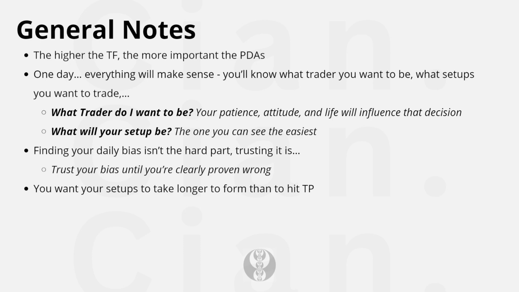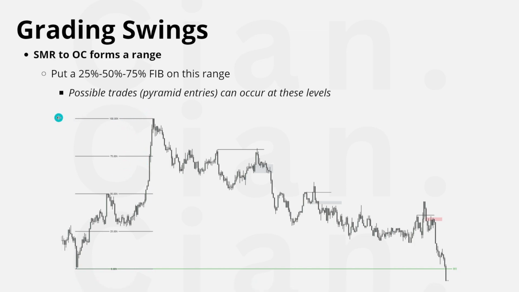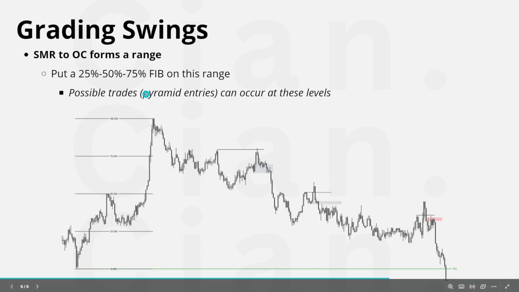And you want your setups to take longer to form than to actually take profit. So in a market maker model, you actually want the left curve to take longer to form than the right curve to hit your TP if you are targeting that original consolidation liquidity. You can draw a range from the smart money reversal to your original consolidation. You can put your Fibonacci on top of this, and you can put the 75%, 50% and 25% levels on there as a setting, so quarterly levels.